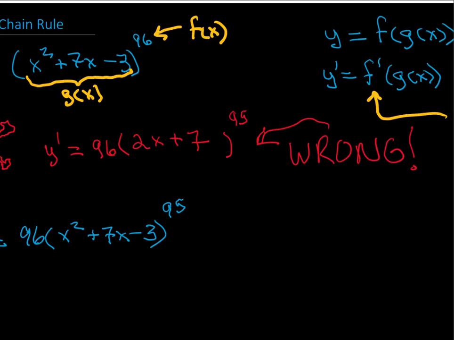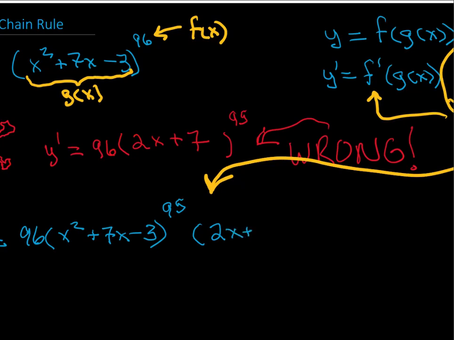Then, after you have the outside part with the derivative, now you do the derivative of the inside, and the derivative of the inside is the 2x plus 7. That is what the derivative looks like.